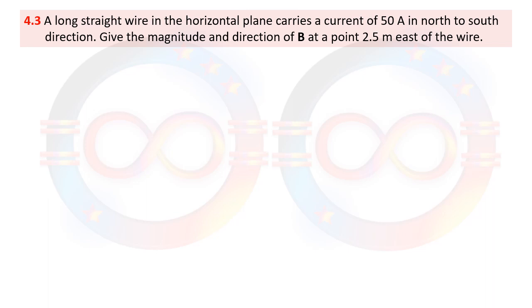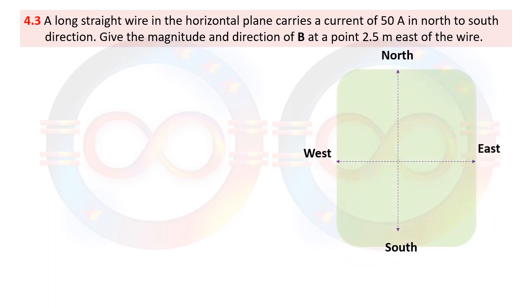In this question, it is saying that a long straight wire in the horizontal plane carries a current of 50 ampere in the north-south direction. Let us first take the directions on the screen, and then the wire here, carrying the current 50 ampere as given in the question from north to south direction. We have to calculate the magnitude of the field as well as the direction of the field at a distance 2.5 meter in the direction east from the wire.